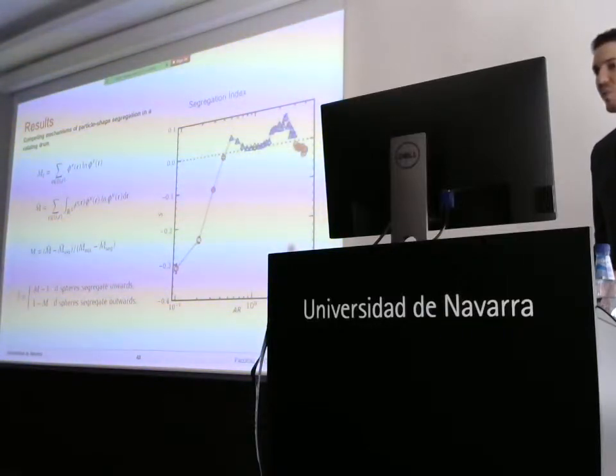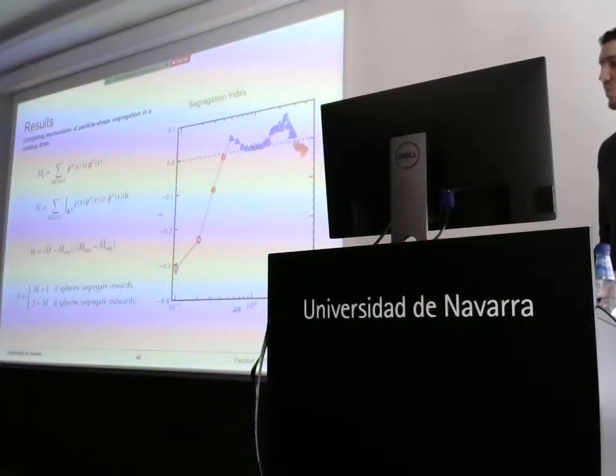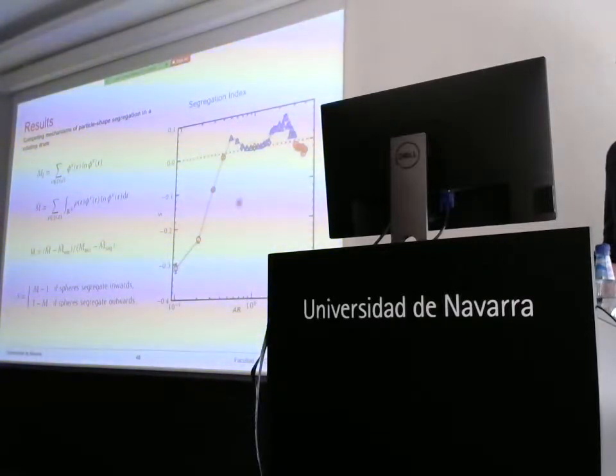And as the aspect ratio increases, the segregation starts to increase until a maximum, and then we have a non-monotonic behavior that decreases the segregation again. And here, close to 3.7, what we have is an inversion of the segregation. And the same happens when we go the opposite way. If we go to the other particles, we obtain the same: a maximum of the segregation here, and after that, a flip of the segregation.